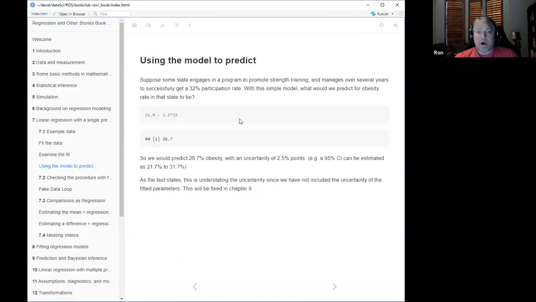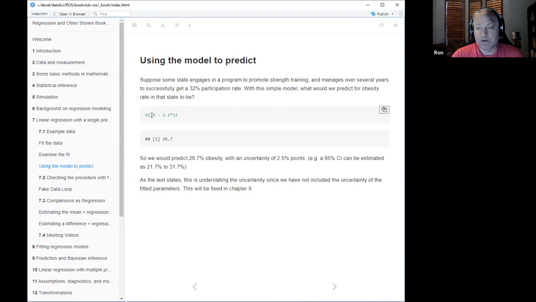And then we can use that model to make a prediction if we wanted to. And this is sort of far-fetched because we only have this one, we can't predict a new state. So I just made up this idea. Suppose some state engages in a program to promote strength training and manages over several years to successfully get a 32% participation rate in the state. With this model, what would we predict for the obesity rate in that state?